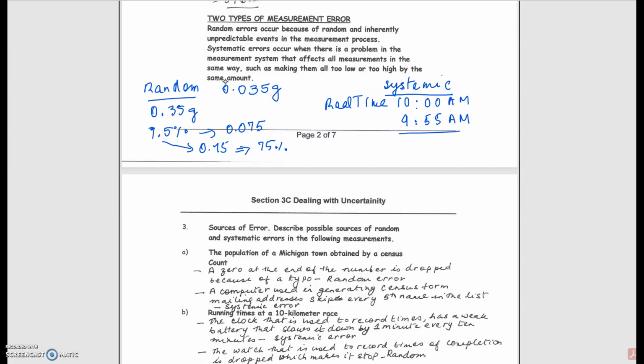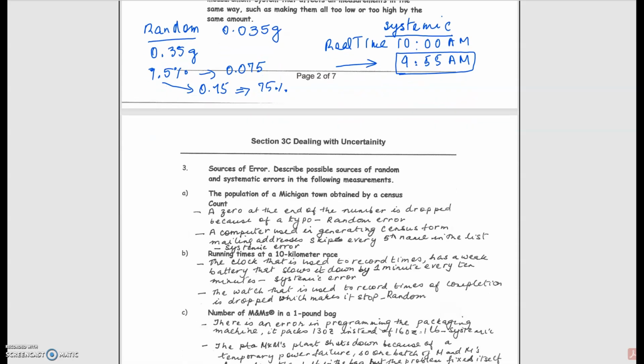So every time you depend on this time, it's going to be an error of 5 minutes and you're behind by 5 minutes. Now, unless someone comes and corrects this problem and sets the time 5 minutes ahead, this error is going to keep happening, and that is called a systemic error. So that's the difference between a random error and a systemic error. Random error happens once in a while, just by mistake. And a systemic error happens consistently because something is wrong with the system that is being used for measurement.